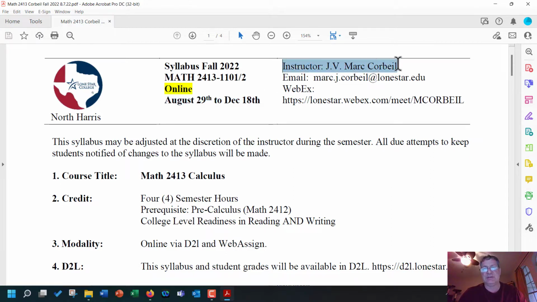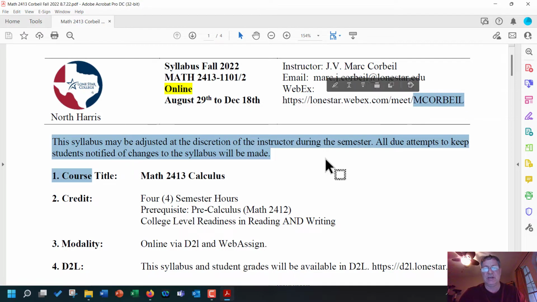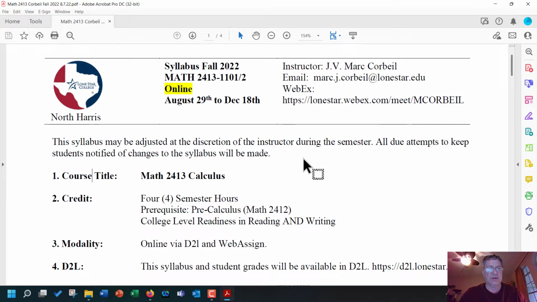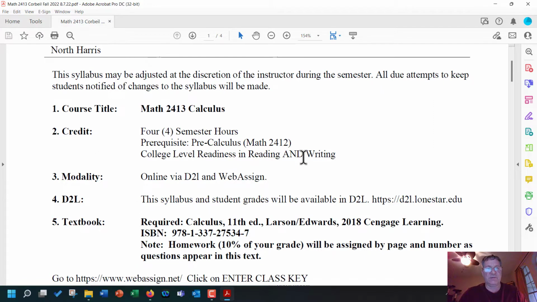On the syllabus, you also see my name, my email, which is important, and also a WebEx. Now, WebEx is available in case you need to contact me or ask me any questions, that sort of thing. That will be happening in WebEx. Talk about that later. So the course title is Math 2413 Calculus, Cal 1.